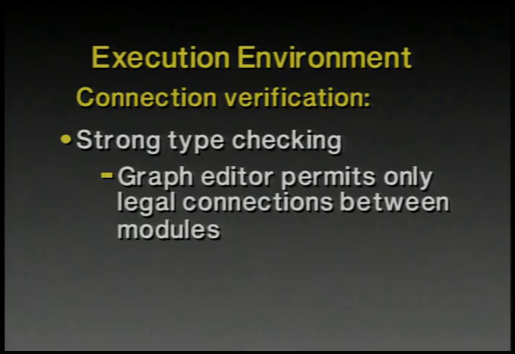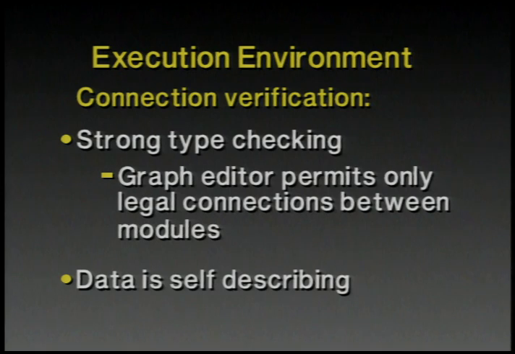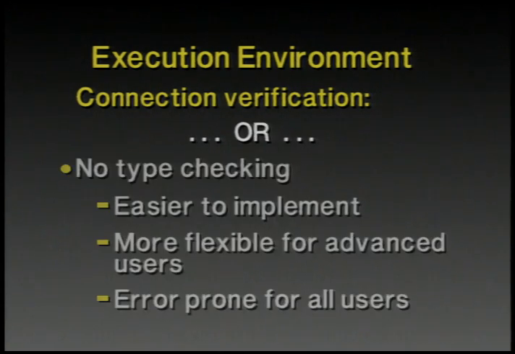Most systems also have verification at runtime when the data flow environment is actually executing, in which case there is runtime checking of data. And in this case, the data has to be self-describing, so when a module receives it, it knows that this is data of the wrong type. The other possibility is no type checking whatsoever. And this is, of course, much easier to implement a system of this type. It's certainly much more flexible for advanced users in that they can do all kinds of things. You can always find a hack for what you're looking to do, but it's error prone for all users.